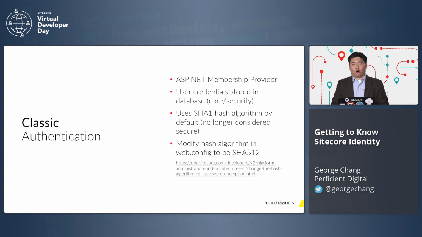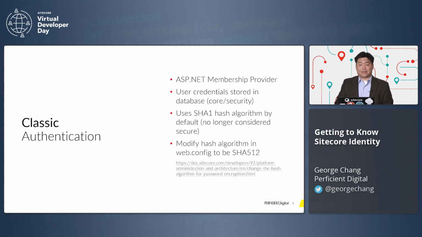So this classic form of authentication is a basic implementation of authentication. A user provides a username and password. That password is salted and hashed, and then that salted and hashed value is compared to the value that's already stored in a SQL Server database table. In the case of Sitecore, this is by default the core database. However, there is the option to be able to separate out the membership provider tables into a separate security database.